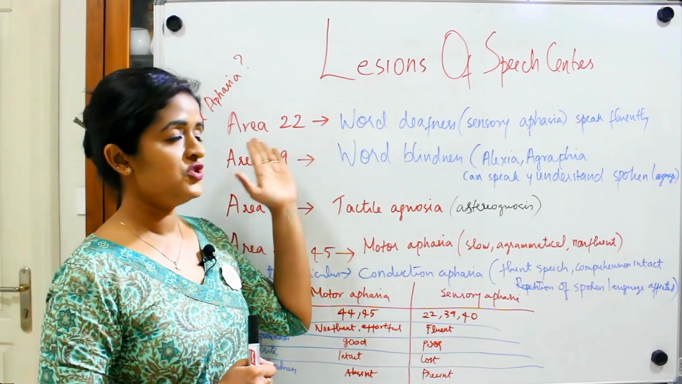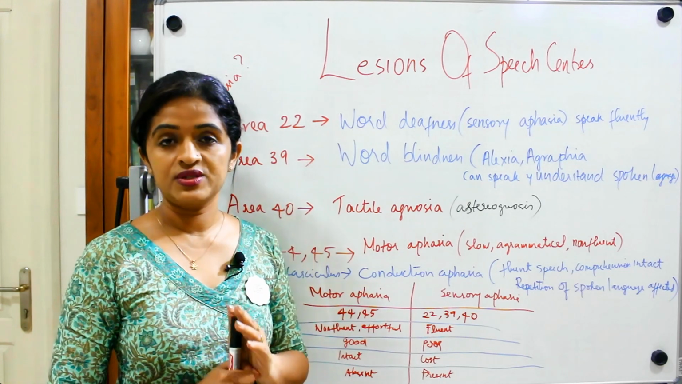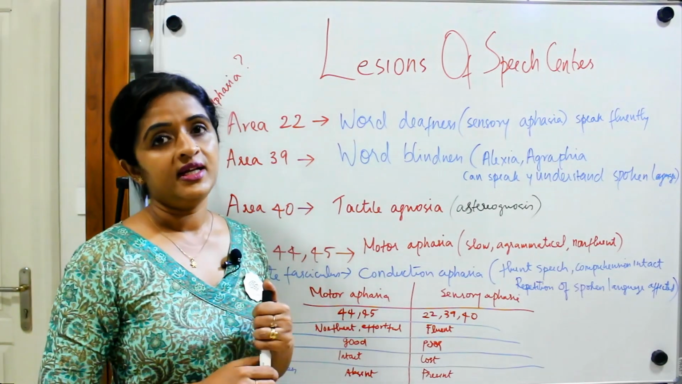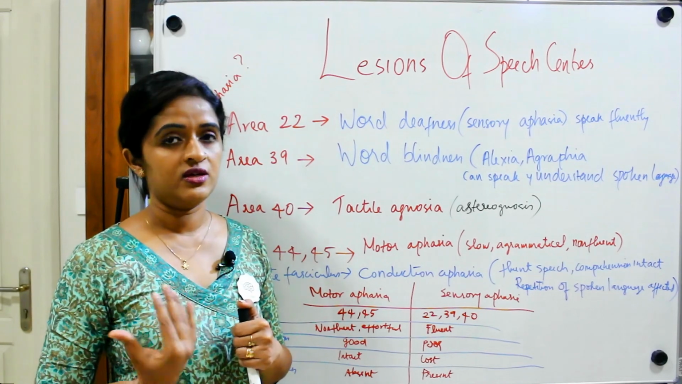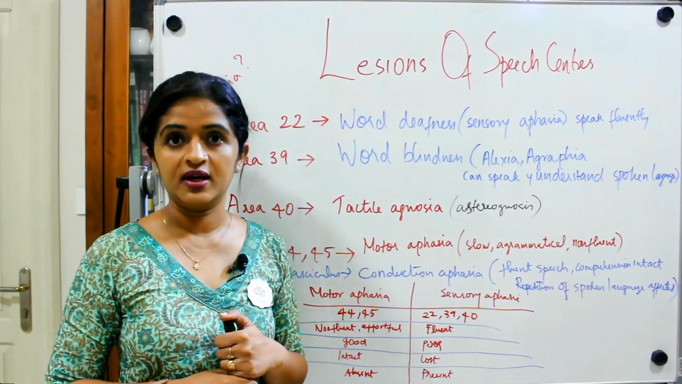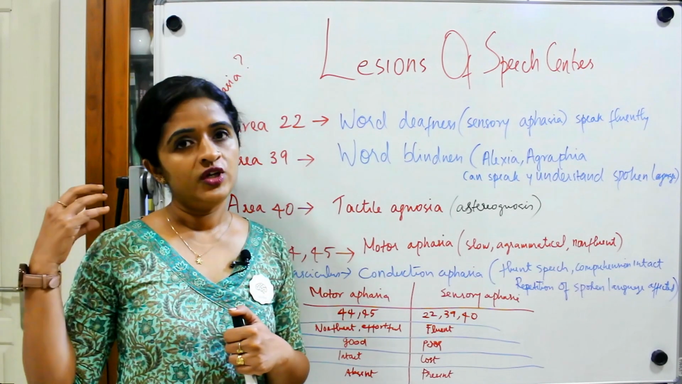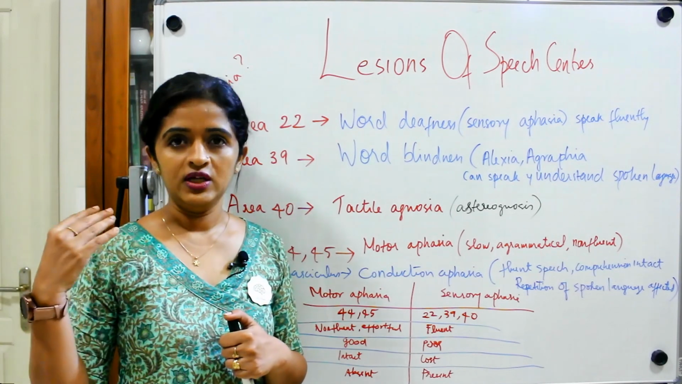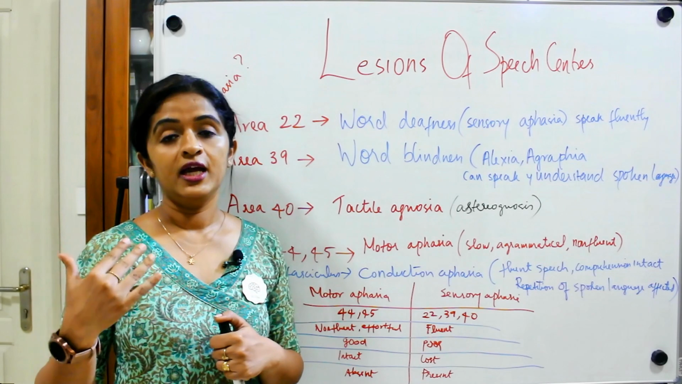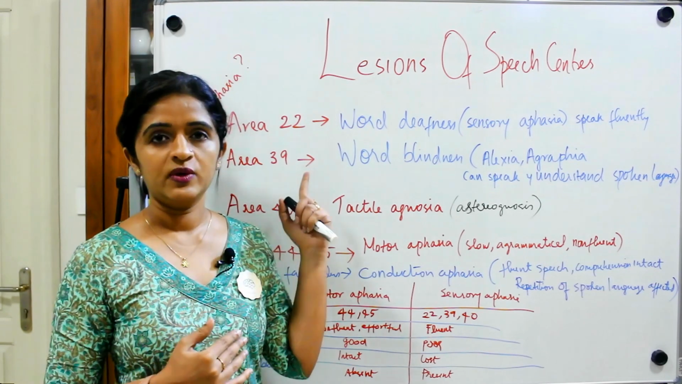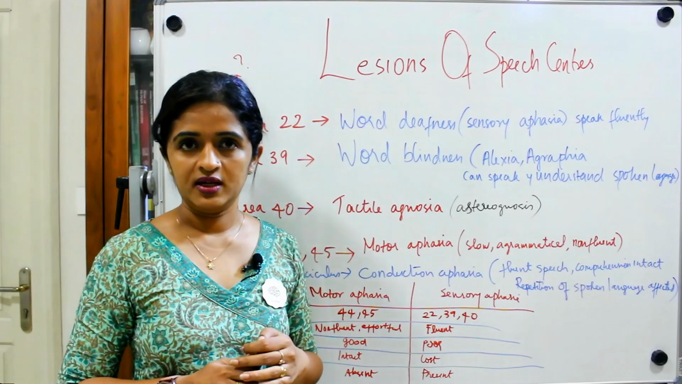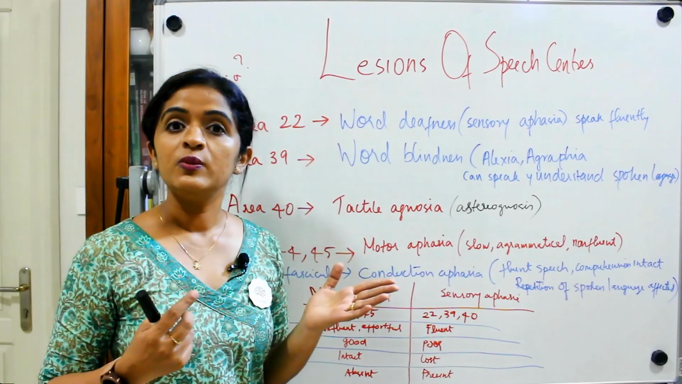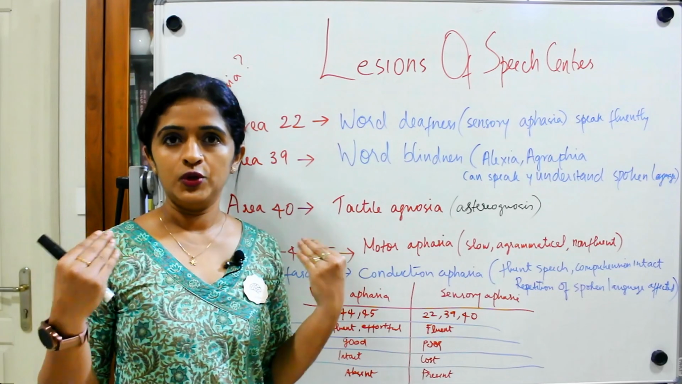First we will check area number 22, which is seen on the temporal lobe. We know that it is the auditory association area, or secondary auditory area. That means if you hear a sound or a language, you are able to interpret it with the help of area number 22. So what will happen if there is a lesion in area number 22? You won't be able to understand what you hear.